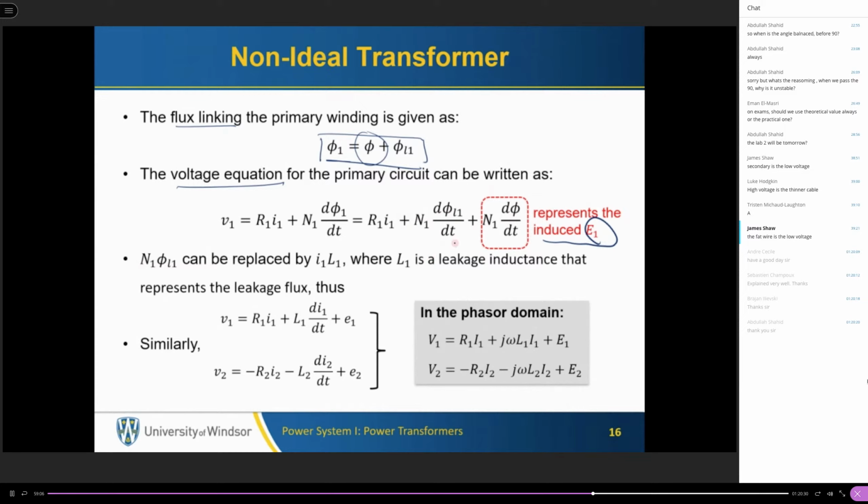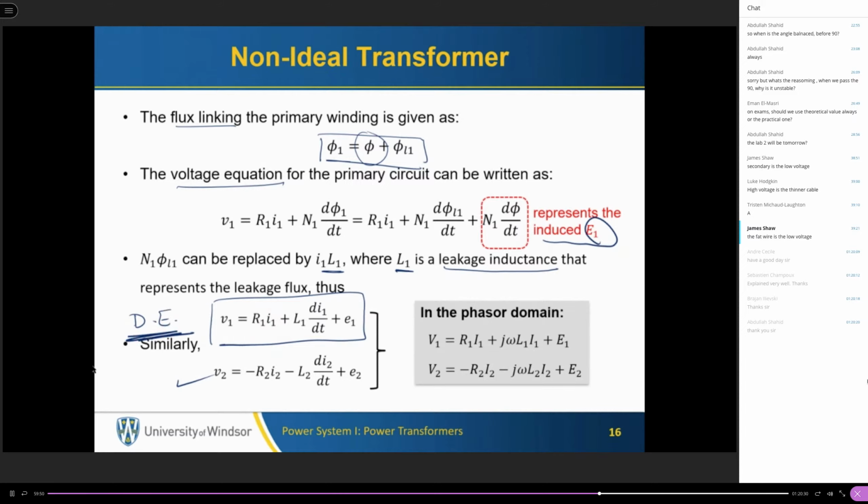The second component here can be replaced by I1 L1. So the leakage flux, as I mentioned, can be represented by a reactance or an inductance. And this inductance is known to be the leakage inductance. So at the end of the day, we can write this equation for V1. This is the supply voltage. We have the induced voltage, and we have the voltage drop across the leakage inductance and the resistance. And same thing for the secondary winding. This is the time domain model. I mean, this is the differential equation model.